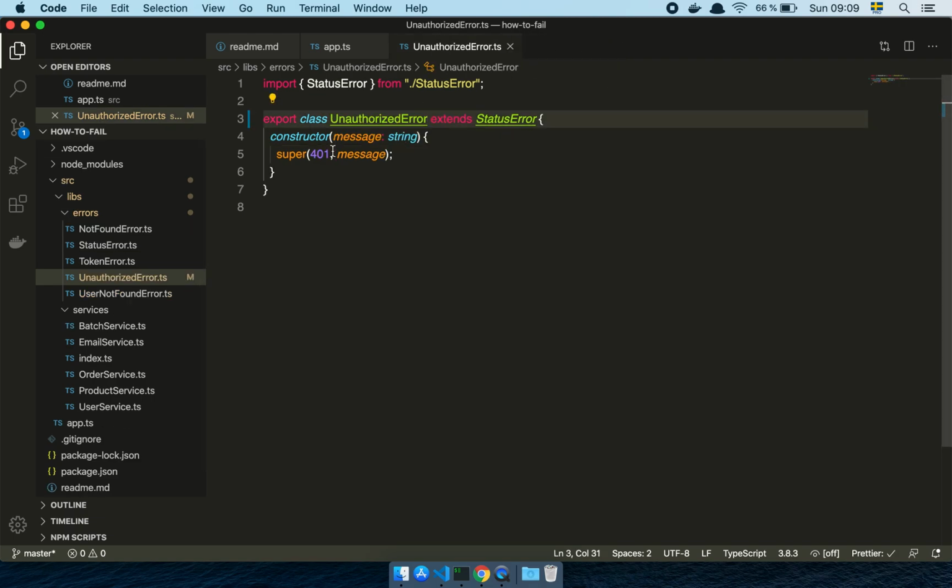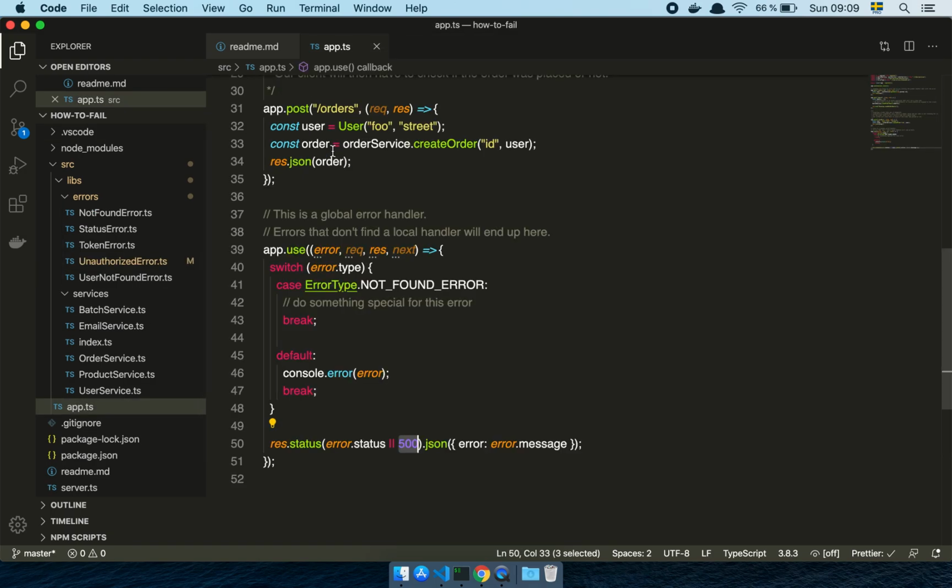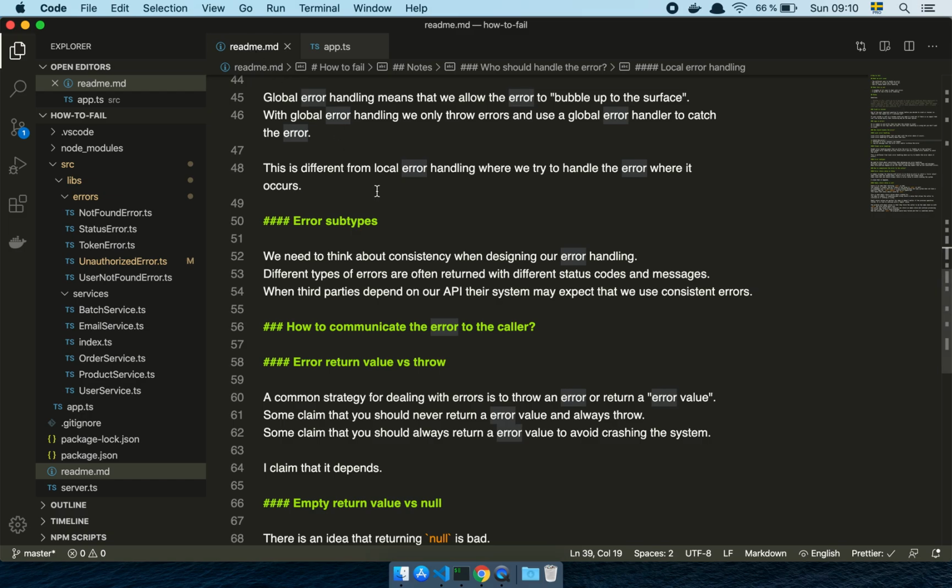So this is error subtyping. Now, you shouldn't go crazy with this, because you can make a lot of ugliness if you get too crazy, but I think this is a good level to keep it at. You have a type of error, and you have some way of figuring out, okay, this is this type of error, so I can do something special with that. Otherwise, I'm just going to default to error and log out the error. And if you're dealing with statuses, as in this scenario, you can simply check if there is a status, otherwise go to 500. I think this is a very good practice if you're dealing with global error handling.